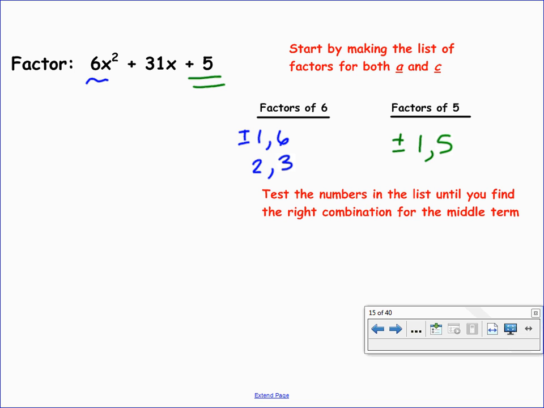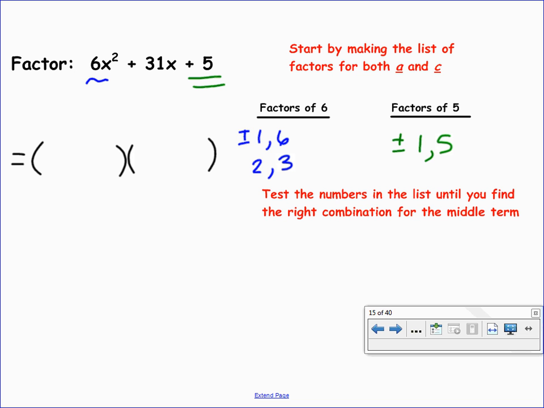Okay, so now we're going to go ahead and create our parentheses pairs just like we did before. It's just I can't fill in simply x and x for my firsts, because x times x doesn't give me 6x squared. My firsts are now going to have candidates. They'll either be 1x and 6x, or 6x and 1x, or 2x and 3x, or 3x and 2x. I've got choices now for my parentheses. I can't just go in and fill in x and x anymore, so that's a new layer. My lasts now could be 1 and 5 or 5 and 1.